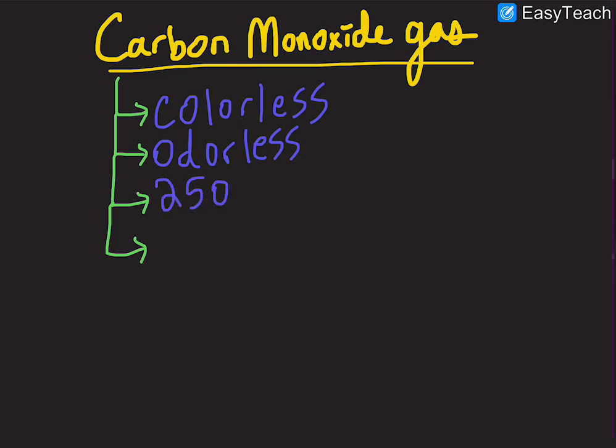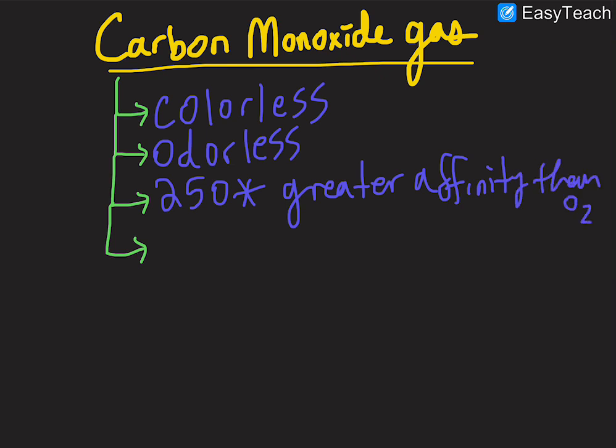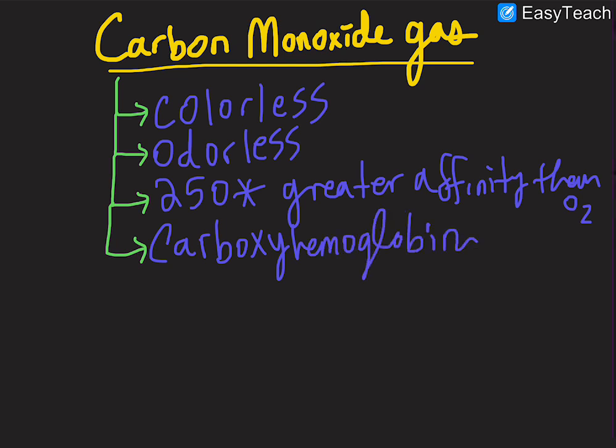Okay, so it can bind hemoglobin, or what we should say is it has a 250 times greater affinity than oxygen. Okay, so it binds to hemoglobin with 250 times greater affinity than oxygen. And another important thing is that when carbon monoxide binds to hemoglobin, we call that carboxyhemoglobin. Okay, because remember when oxygen binds to hemoglobin, we call that oxyhemoglobin.